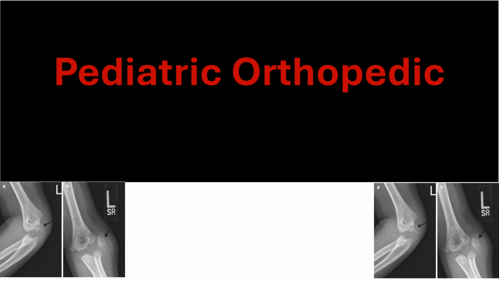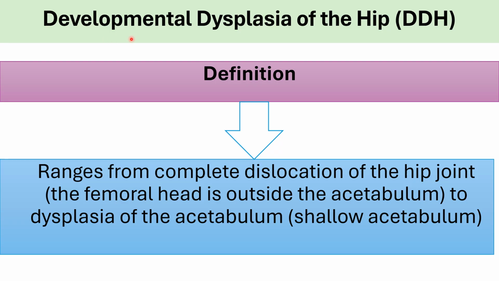Pediatric orthopedic. Hip disorders. Developmental dysplasia of the hip, or DDH. Very important to note by heart. You cannot miss the diagnosis of DDH. DDH ranges from complete dislocation of the hip joint, meaning that the femoral head is outside the acetabulum, to dysplasia of the acetabulum, which is a shallow acetabulum.